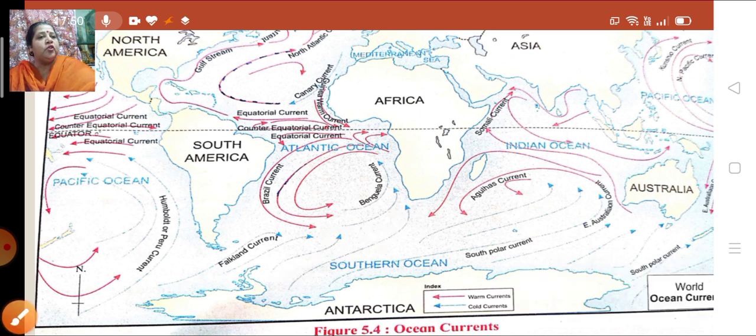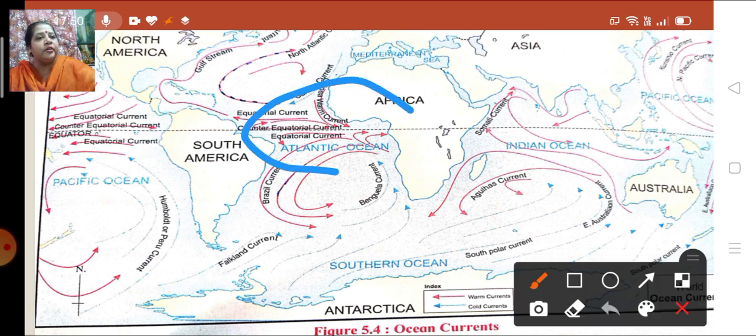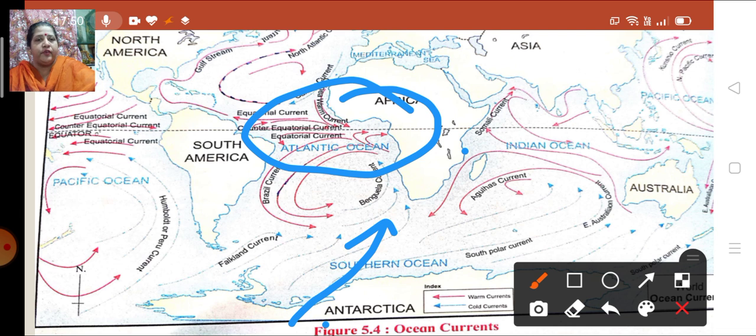So on this world map you can see the warm currents as well as the cold currents flowing. Mainly if you see the warm currents, they are originating near the equator and going towards the poles, that also in a circular manner. Then if you see, the cold currents are coming from the poles. So the cold currents are moving from the poles towards the equator.